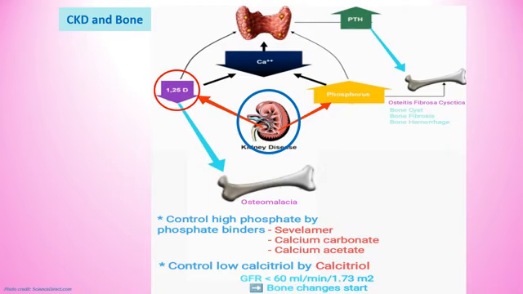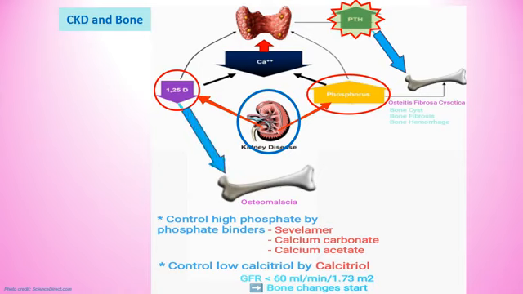On the other hand, in CKD there will be phosphate retention by the kidney, which binds serum calcium to cause hypocalcemia. So hypocalcemia from both sides stimulates the parathyroid gland to cause excess parathormone secretion. The effect of excess parathormone in bone results in osteitis fibrosa cystica, that is bone cyst, bone fibrosis and bone hemorrhage. On the other side, decreased calcitriol causes osteomalacic bone changes.